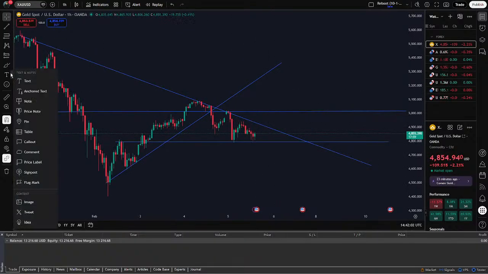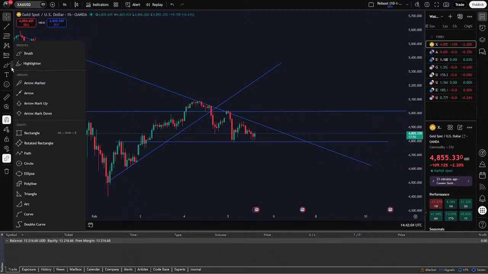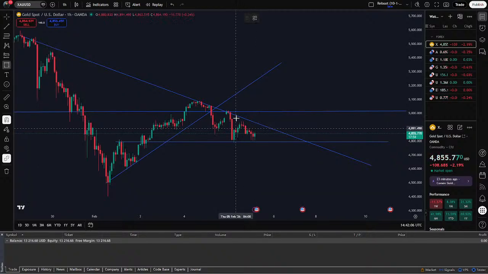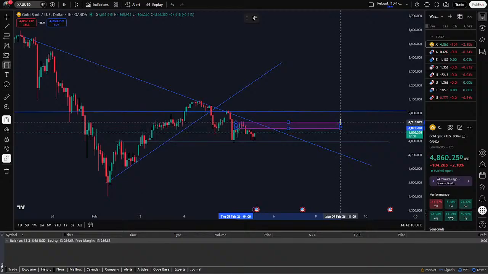Where is it? Here, okay, found it. Okay, so this is what we can consider as the order block.